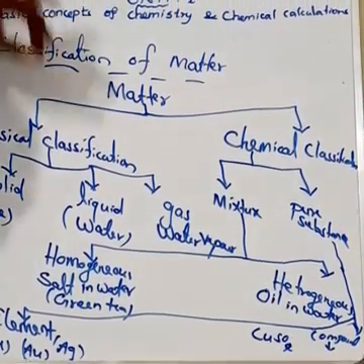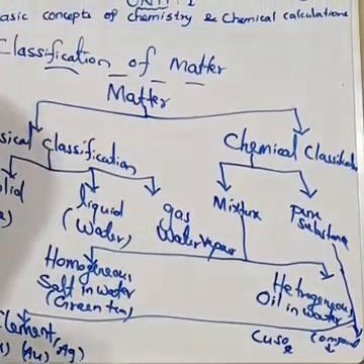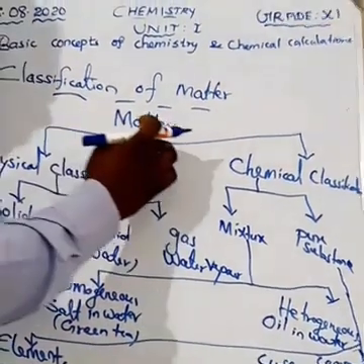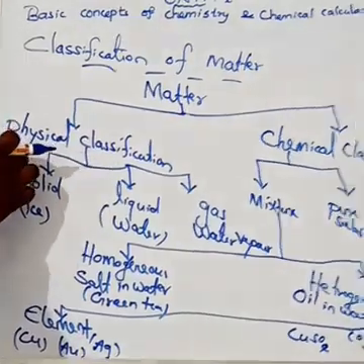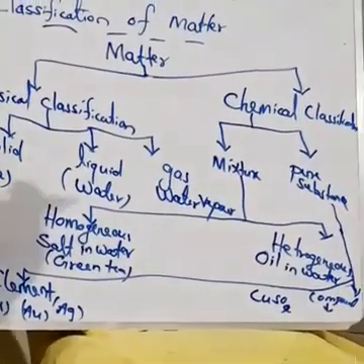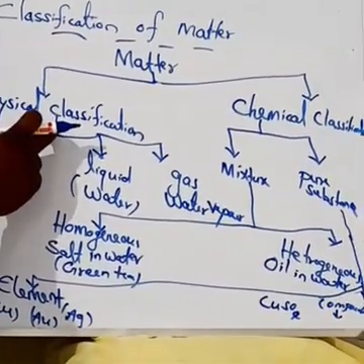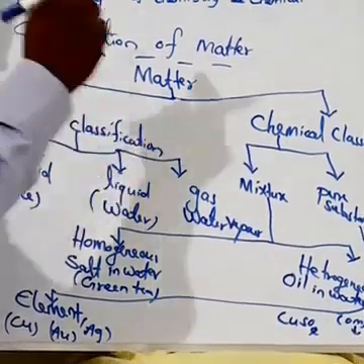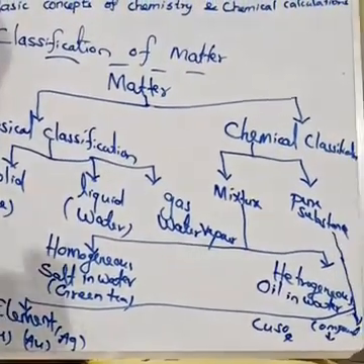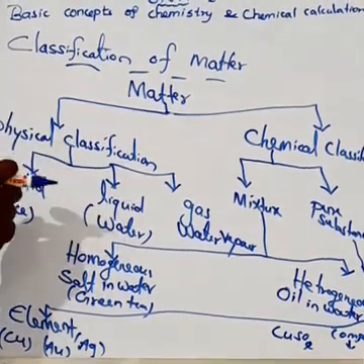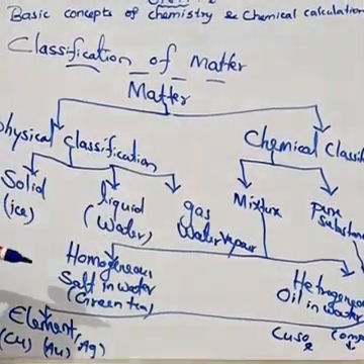Here is an important question for the 2 mark question. Classification of matter: matter can be classified into two types, physical classification and chemical classification. The physical classification is broadly classified into three types: solid, liquid, gas. Examples: ice for solid, water for liquid, and water vapor for gas.